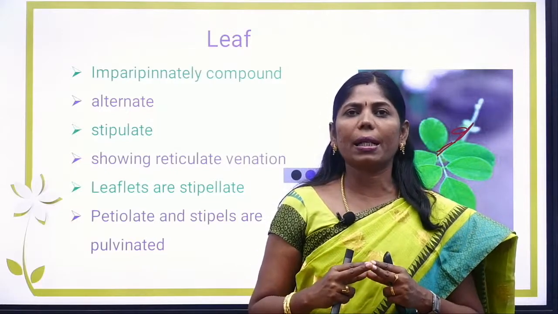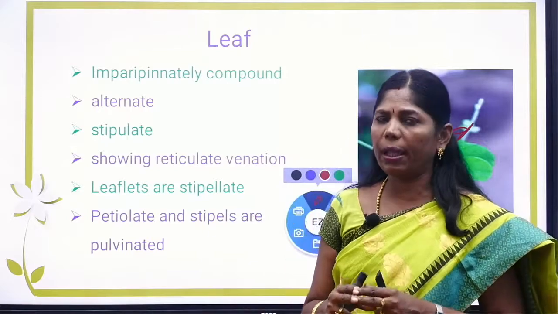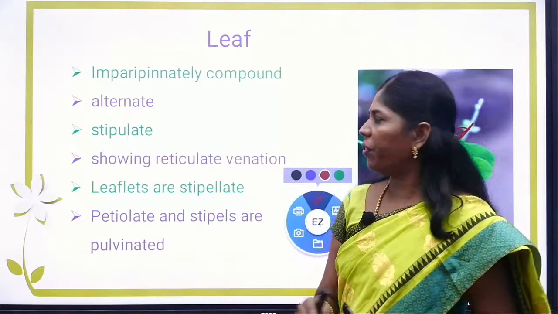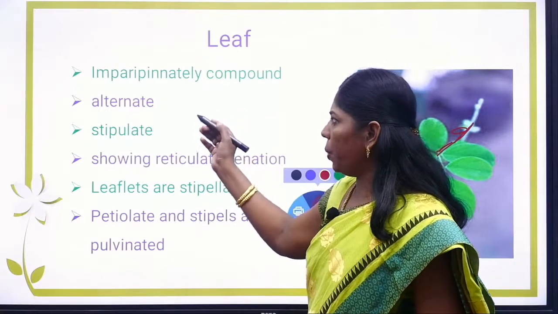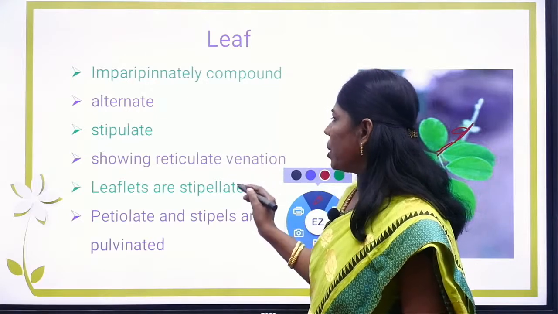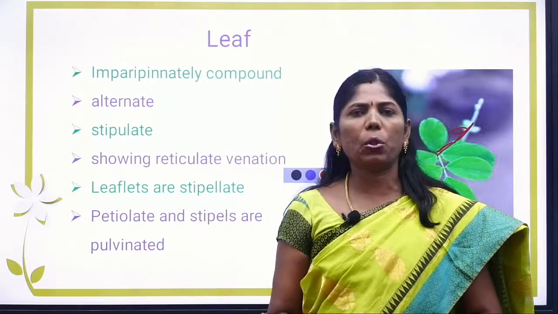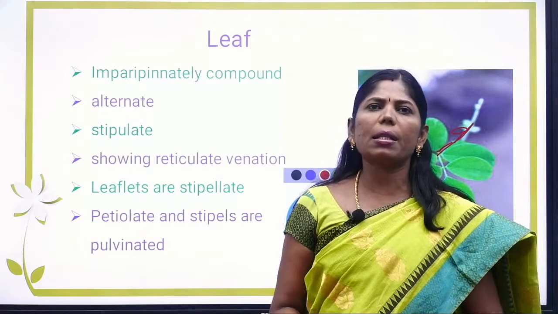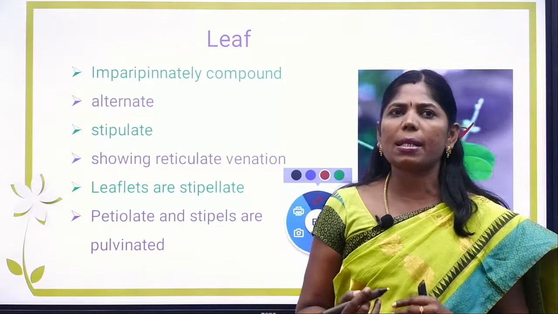An example for pulvinate is Clitoria ternatea. So these are the leaf characters in Clitoria ternatea. The first is imparipinnate, next alternate, next stipulate, next showing reticulate venation. The leaflets are stipulate and petiolate, and stipules are pulvinated. What is the meaning of petiolate? If the petiole is present, that is petiolate. If the petiole is absent, that is a sessile condition.